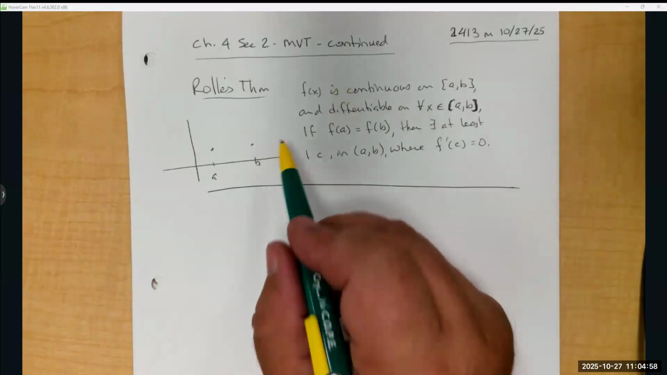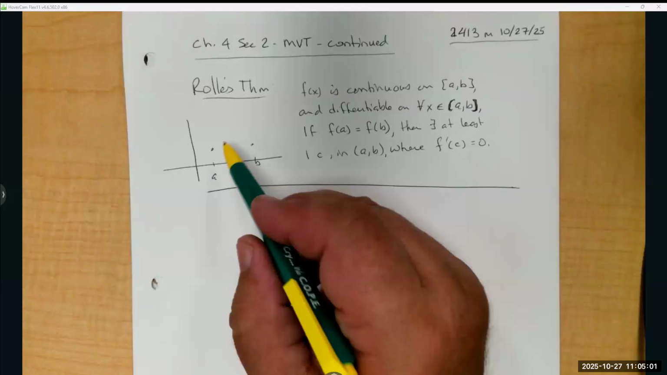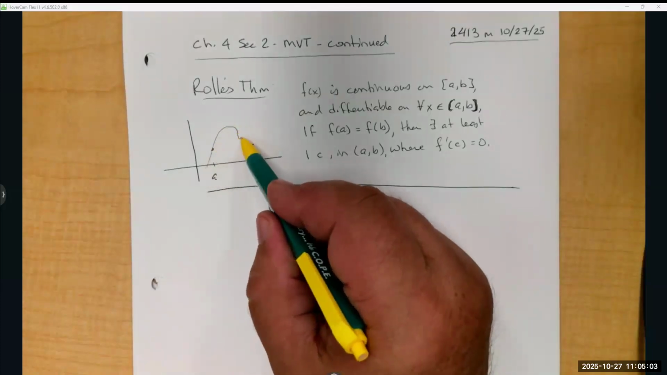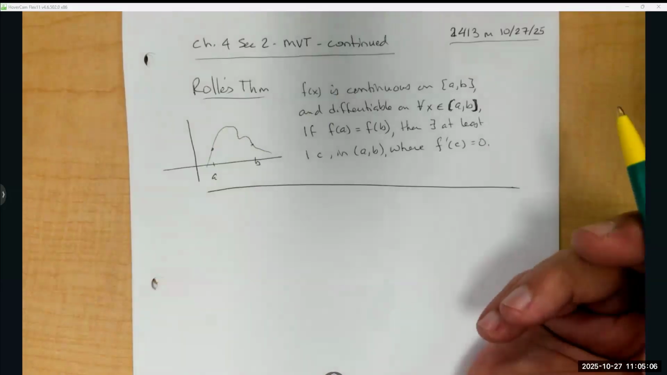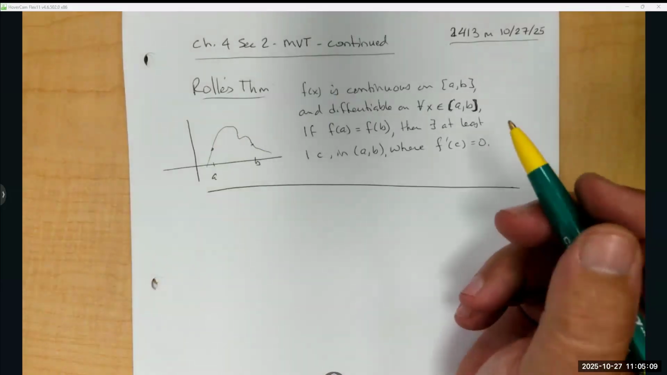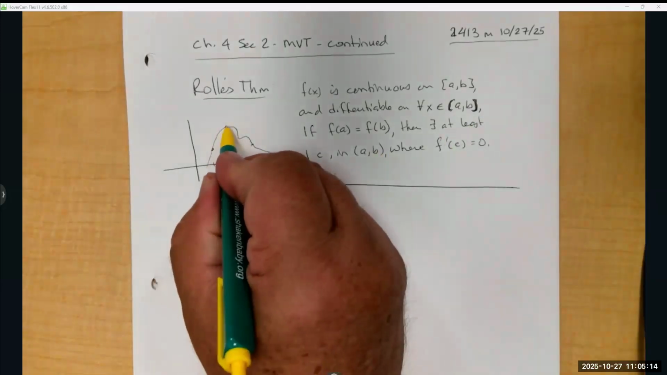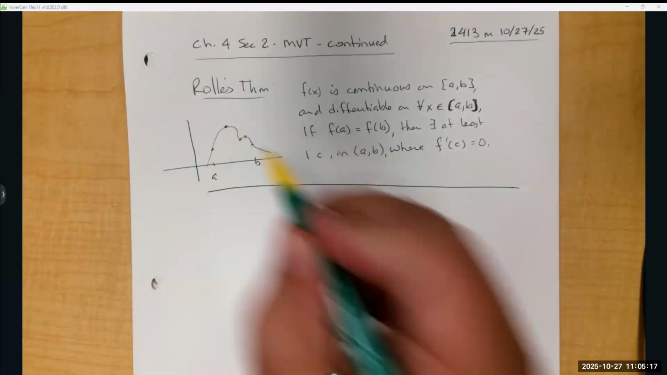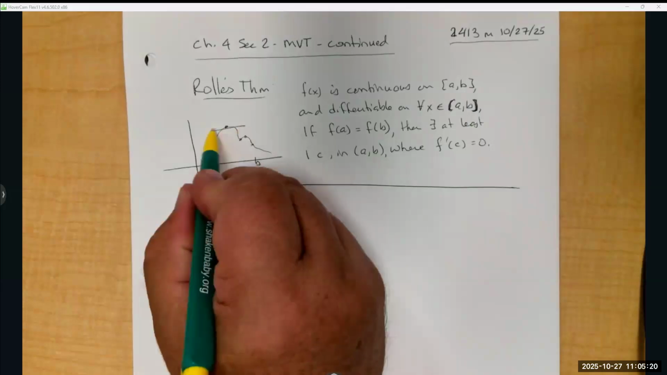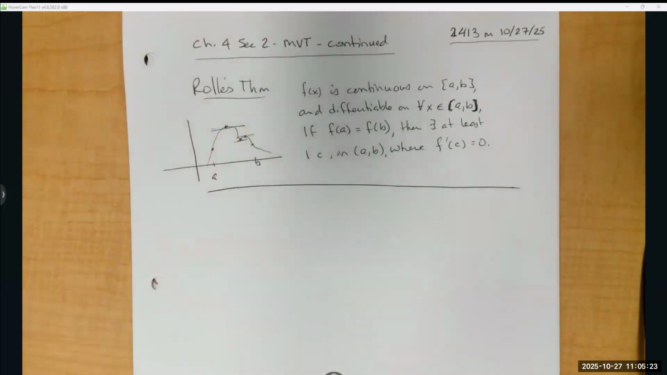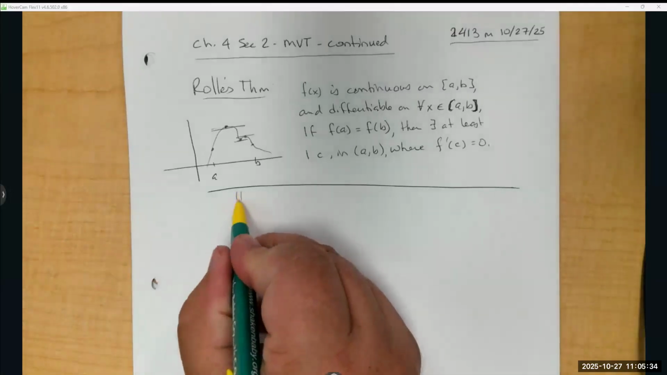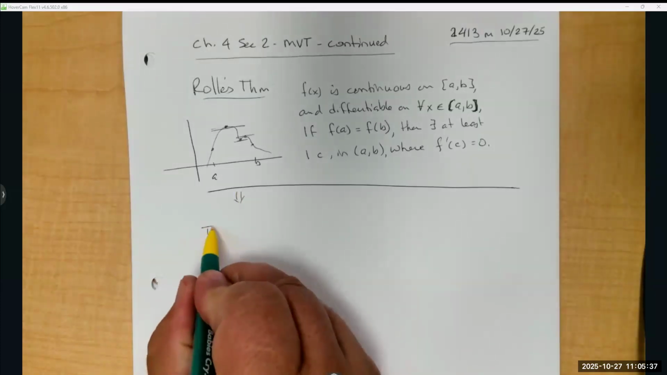But if it's not, that means the function has to do something, up and down somewhere inside there. If that's the case, then there's at least one value c where the slope is equal to 0, which means we have a vertex. So that's what Rolle's theorem tells us. Then from there, we moved on to the next theorem.